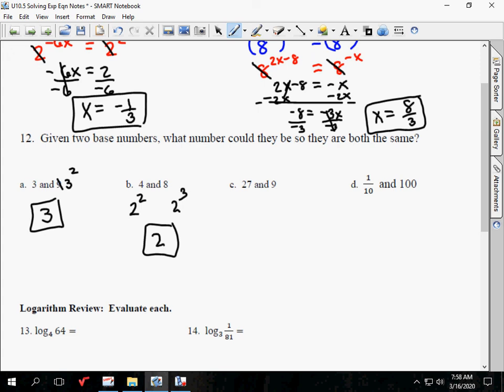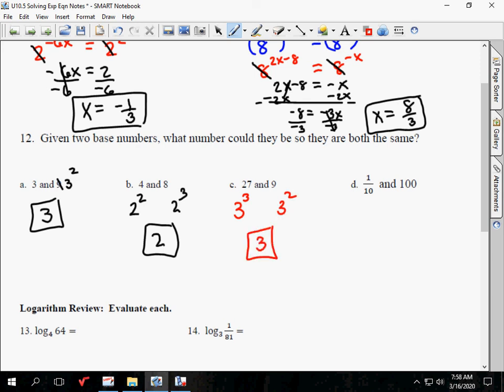All right, C, 27 and 9. So we want to look and see, can we change 27 to a 9? 9 to the first? No. 9 to the second? No. 9 to the third? No. So 9 isn't the base we could use, so we go smaller. Well, we can use base 3, because 27 is 3 to the third, and 9 is 3 to the second. So base 3 is the one we would want to use.